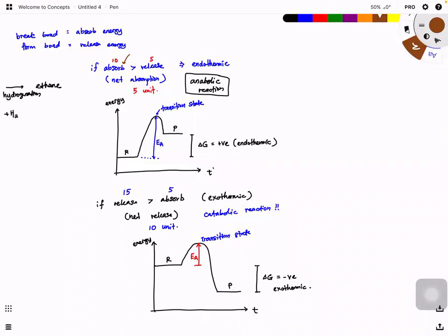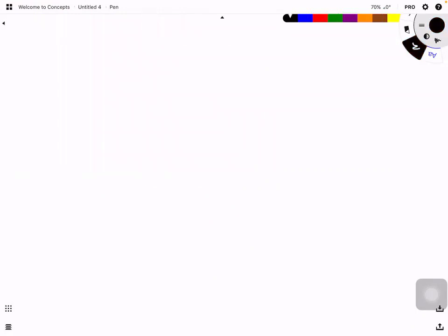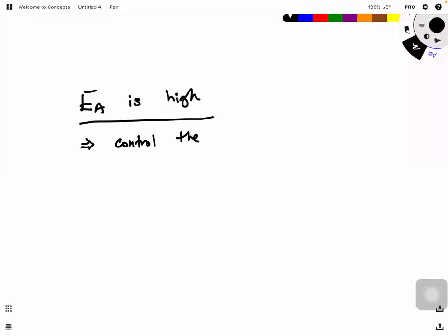In these two diagrams, you can see that for the reactants to become products, they have to go through this transition state. And this is very, very important. For most biochemical reactions in our body or in living organisms, the activation energy is very, very high. Now, why is the activation energy very high? It is very high in our bodies so that we can control the metabolic reactions.